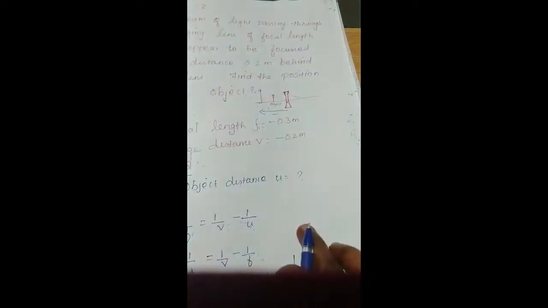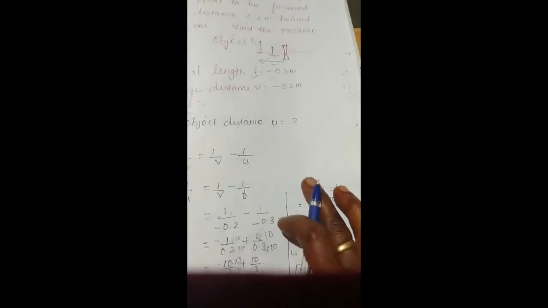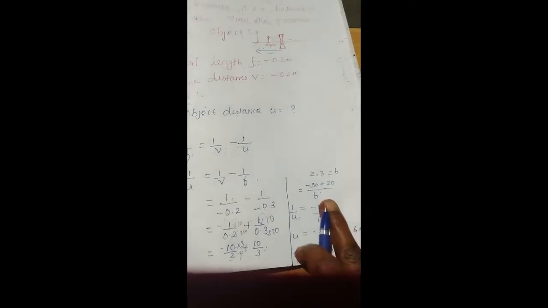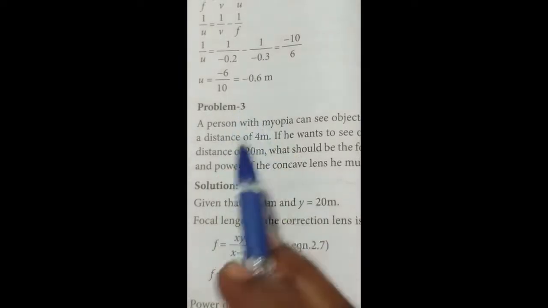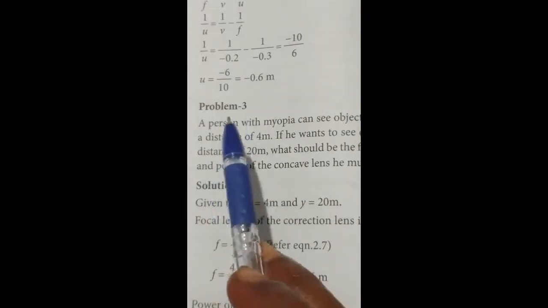So you are getting this minus sign. Do you know why? The object should be at the left side of this lens. That's why we are getting this minus. So the answer: the object distance is minus 0.6 meter. I hope you all understood the first two problems. Have you all understood? Okay, next we are going to the third problem.